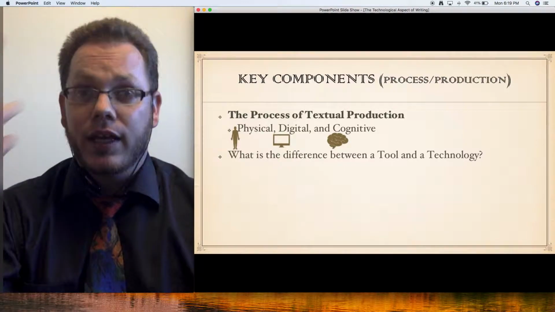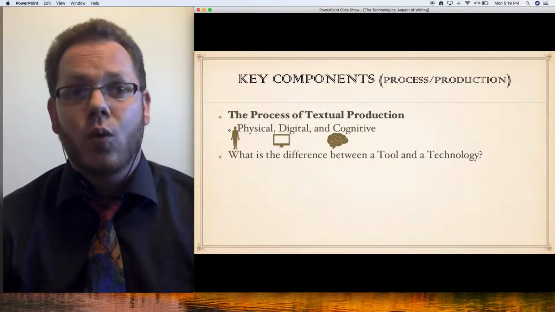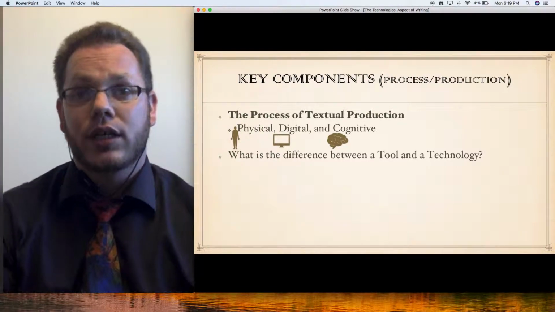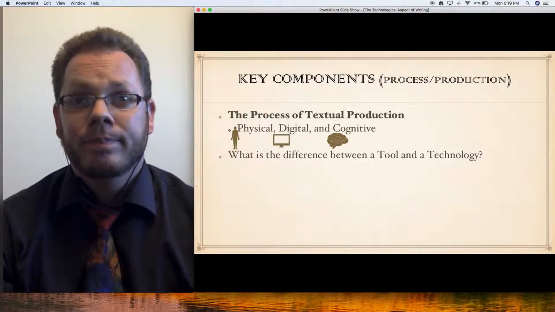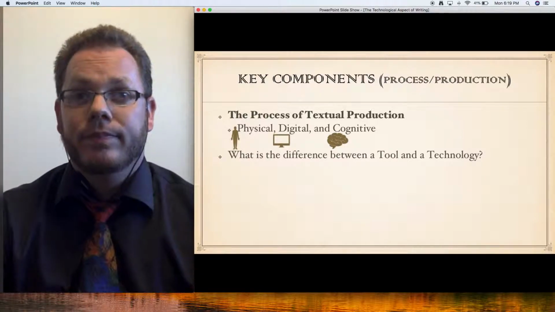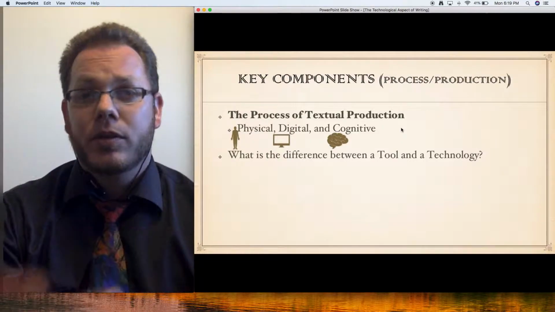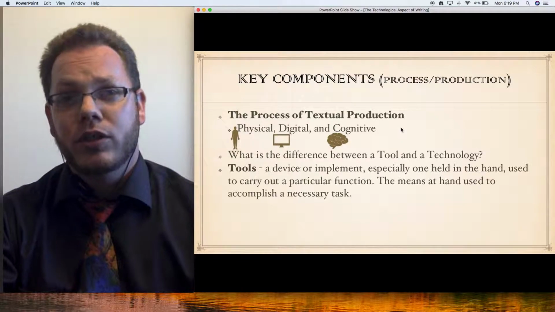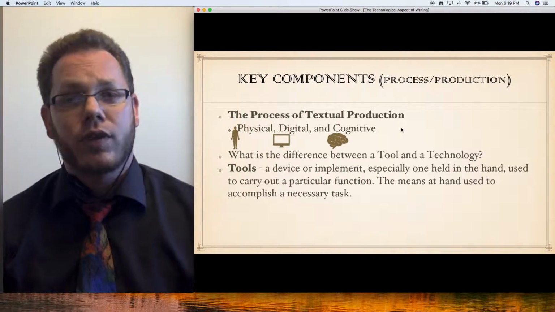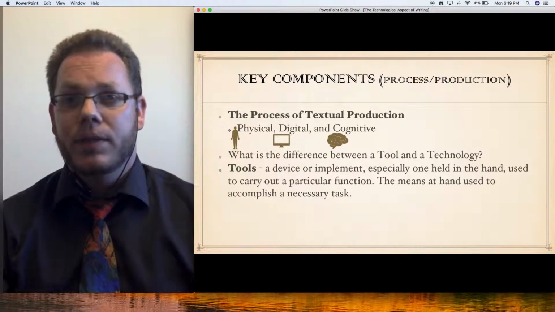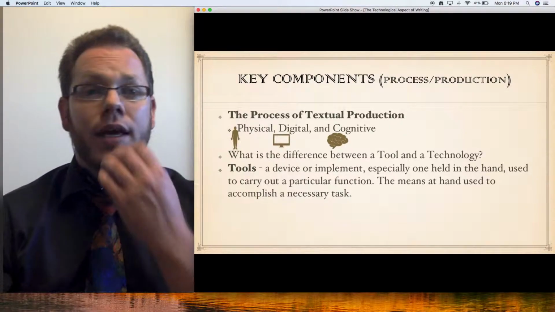All right, so think in your mind for just a couple seconds. What's the difference in your mind between a tool and technology? Okay, so I think I've got two definitions that I build on here. One's from Merriam-Webster and one's from I think freedictionary.com.